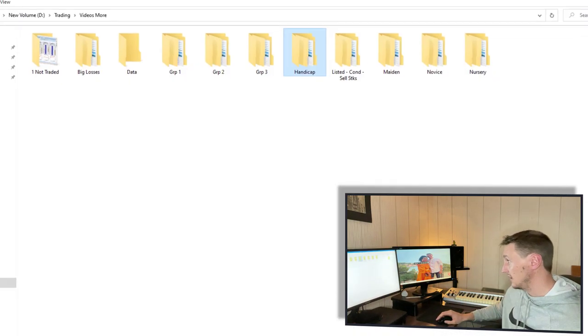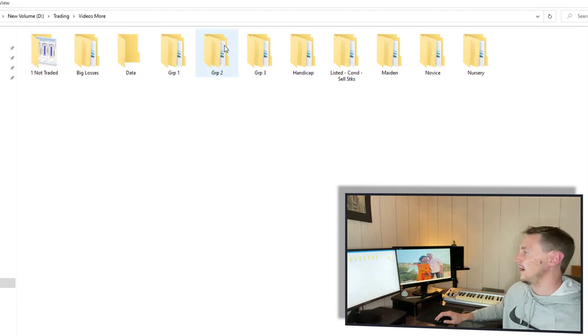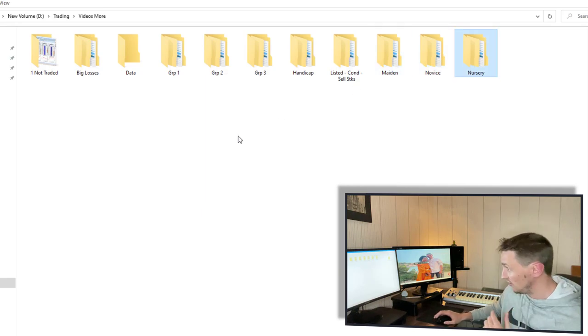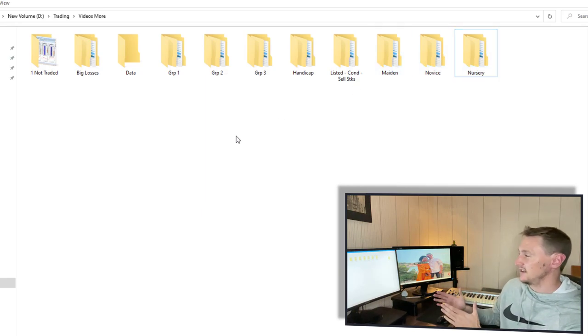So what I started doing is, basically I made a folder on my computer and made a load of subfolders within that folder, of each of the individual race types that there are. So obviously I've got Group 1, Group 2, Group 3 races, handicap races, listed, conditional, selling stakes, maiden, novice, nursery. So I've basically made a folder for each of the different race types.